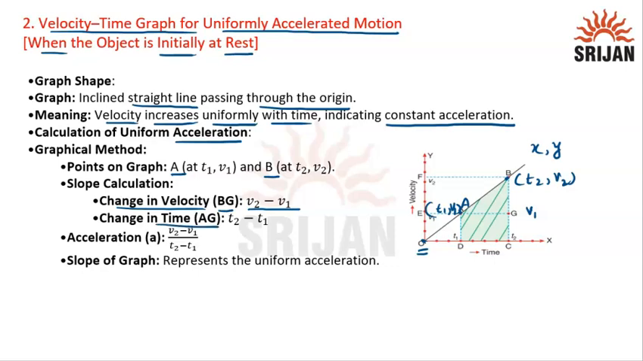And the change in time: from A to B the time changes from T1 to T2, so it is T2 minus T1, the final minus initial time. The slope gives me the acceleration, that is V2 minus V1 over T2 minus T1. The slope of the velocity time graph is acceleration, and that is uniform acceleration.